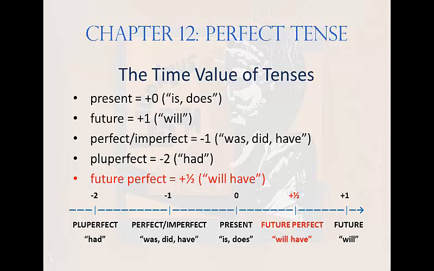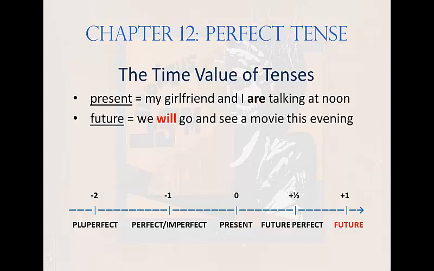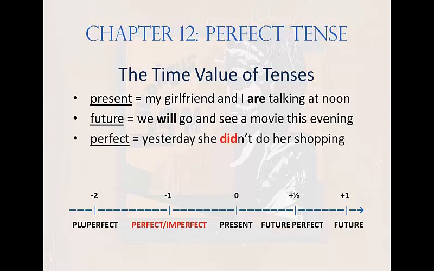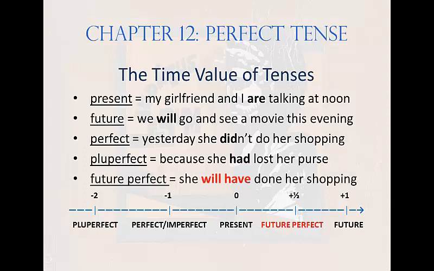Consider the following situation. My girlfriend and I are having a conversation over lunch at noon. We decide that later that evening, we'll go and see a movie. As we're eating lunch, she tells me she didn't do the shopping she needed to do yesterday because she discovered she had lost her purse. But in the meantime, she's found it, which means she's paying for lunch. And so she tells me she needs to do her shopping before she goes to the movie tonight. So, by the time we get to the movie, she will have done her shopping.